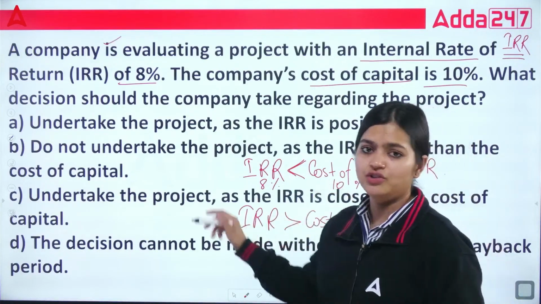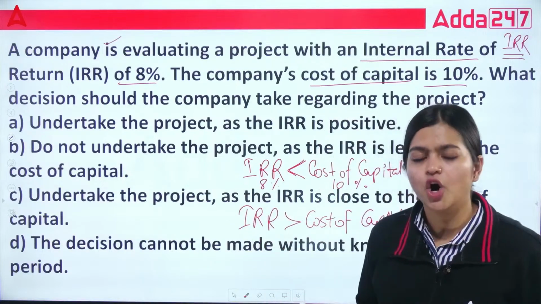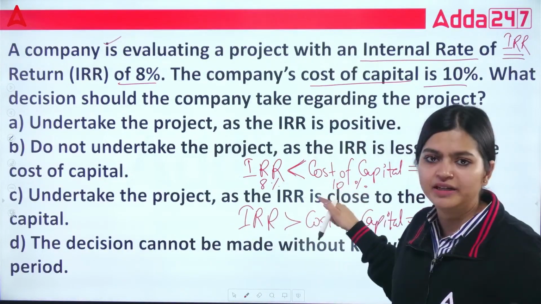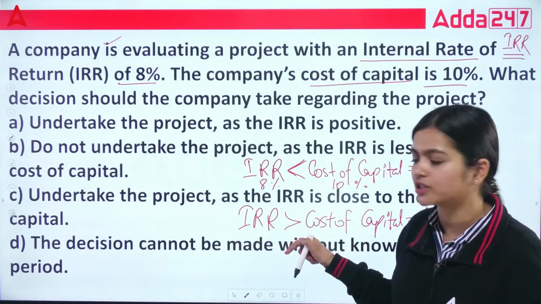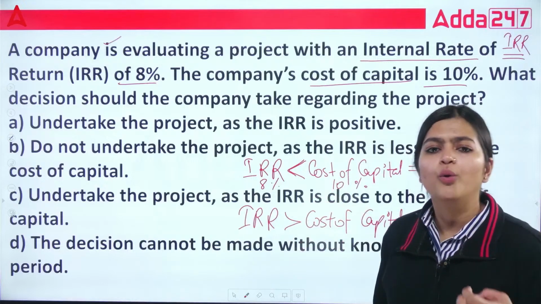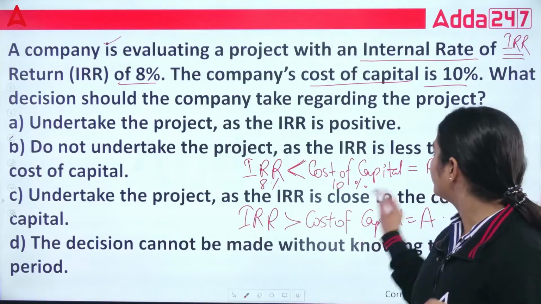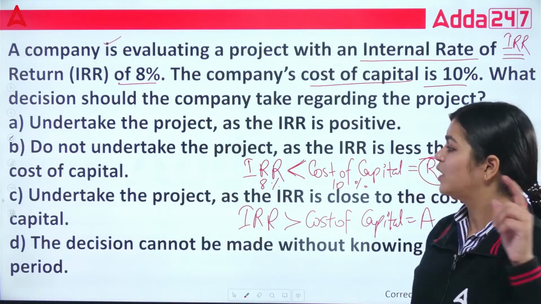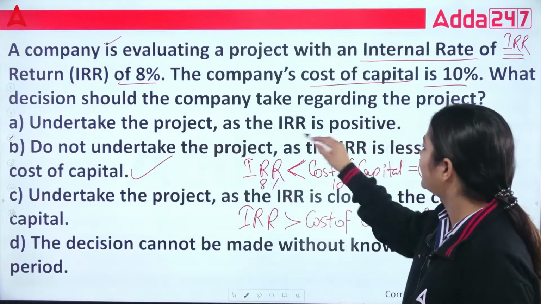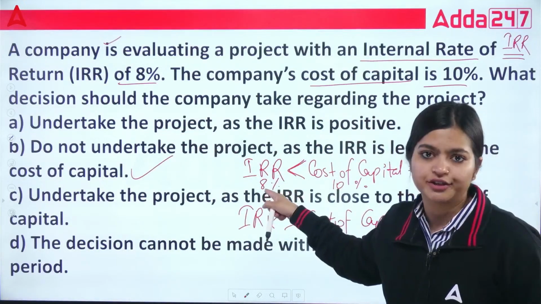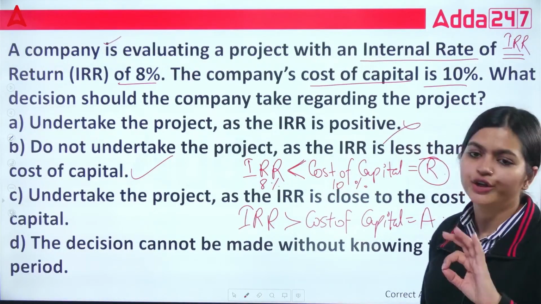So in this situation, what is given in your question, IRR is just 8%. On the other hand, cost of capital, the expenses that we are going to incur on that particular investment or project, is 10%. So overall, what is the decision? We are going to reject it. Correct? So as per this, your option B is correct. Because in the first, they are saying IRR is positive. Though it's positive, it is less than your cost of capital. So A is not your answer.